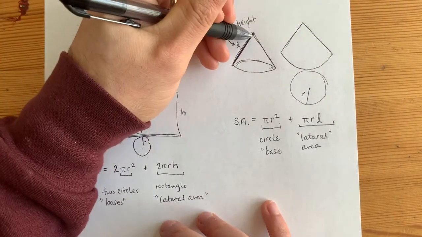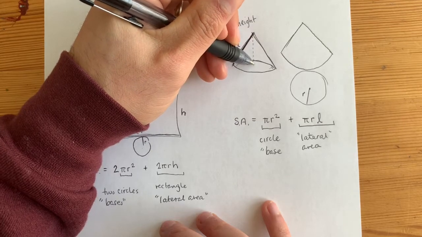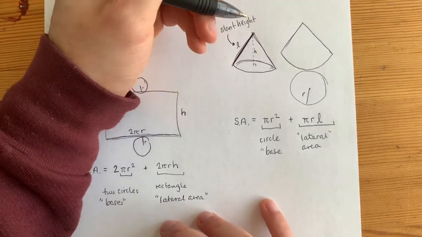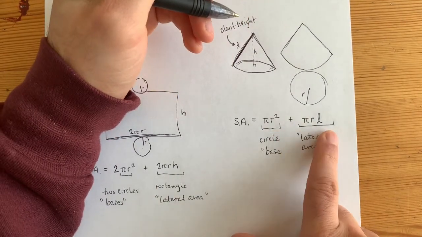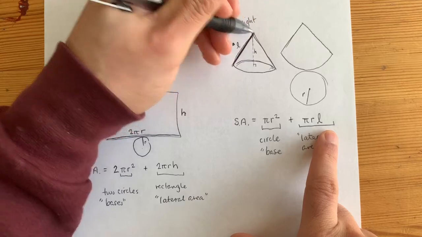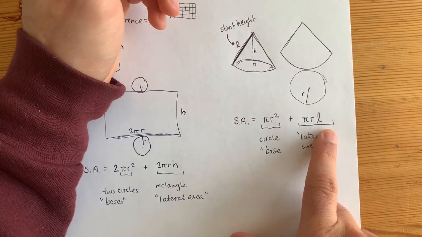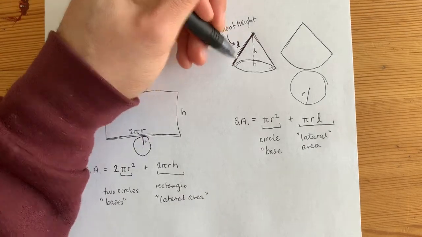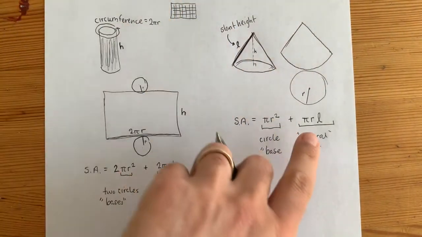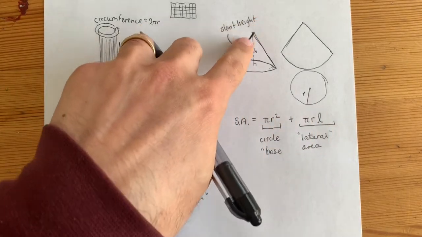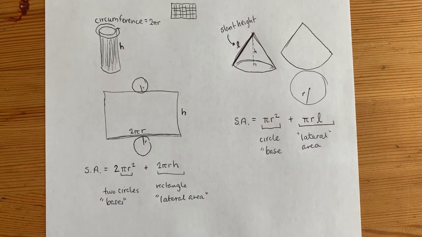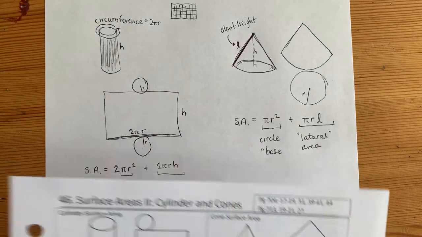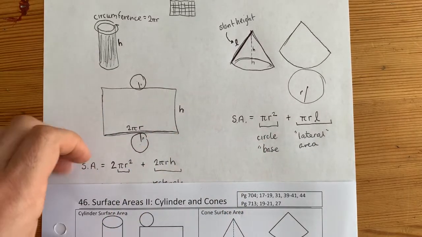A regular height goes up and down at a 90-degree angle. That would be h. Notice that h is not in the formula. We don't use this height. We use the slanted height in this case to find the lateral area. So pi r L, make sure we know it. I'll put that into our notes here. If you haven't already written this down, go ahead and add it to your notes.